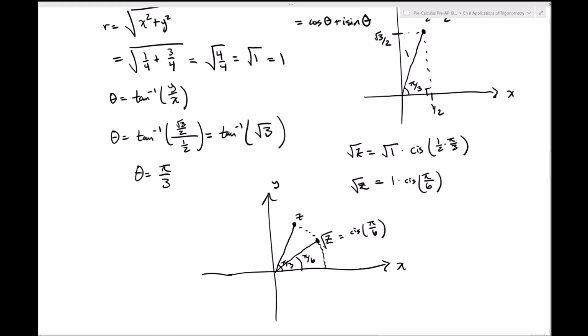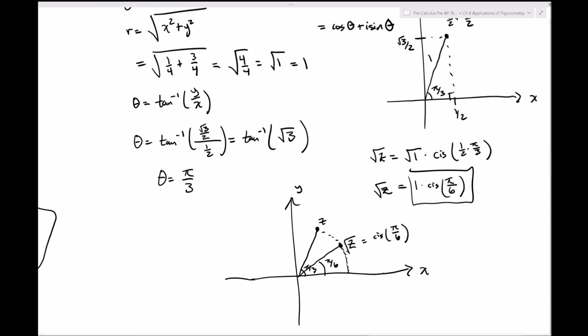So that's one of the answers. So this is one of my answers. I'm going to box it. There's always two square roots. So how do I find the other? I'm going to use the same trick that I did over here.